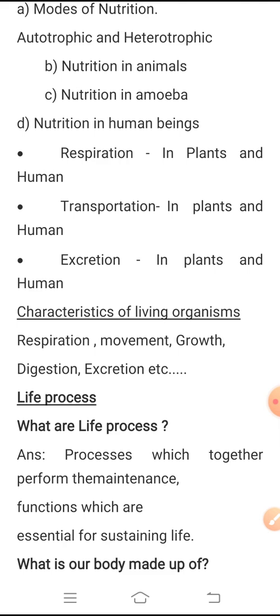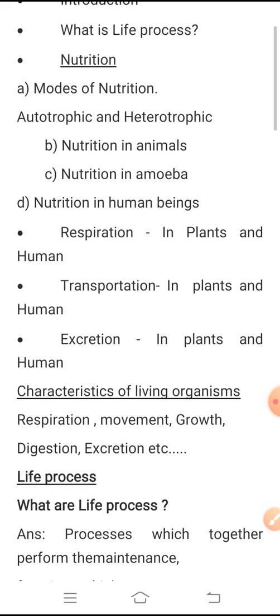Okay, when we talk about a man and a chair, I'm going to talk about the characteristics of a man and a chair with respect to movement. Man can move, but the chair will be in its stationary position, right? Hence, we can say that the chair is a non-living thing and man is a living thing.